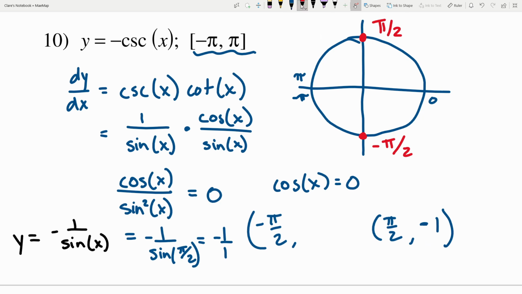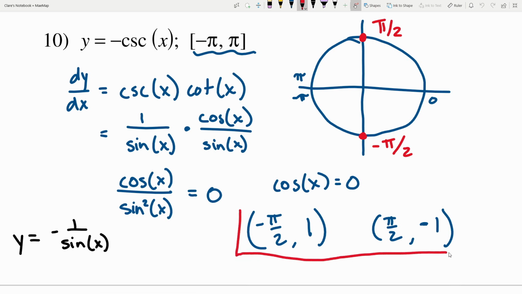Now if I switch this up and plug in a negative pi over 2, so now I'm looking at this angle down here, then that gives me a negative 1 for sine, and a negative over a negative will be a positive 1. So I have two different points in number 10 where I have a horizontal tangent line. That's negative pi over 2, 1, and pi over 2, negative 1. Those are my 2 points, or my 2 separate coordinates, where my derivative equals 0, which in turn means that my tangent line of my original function has a slope of 0.